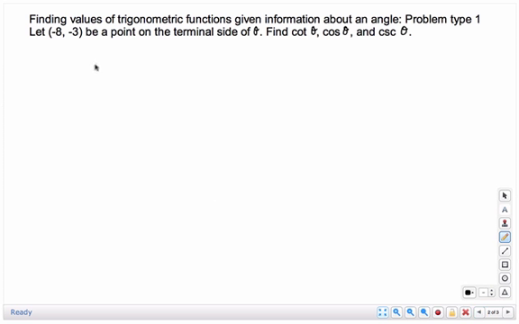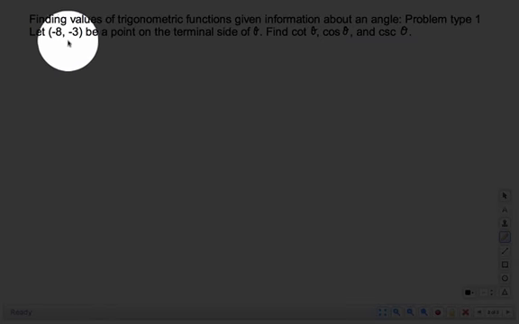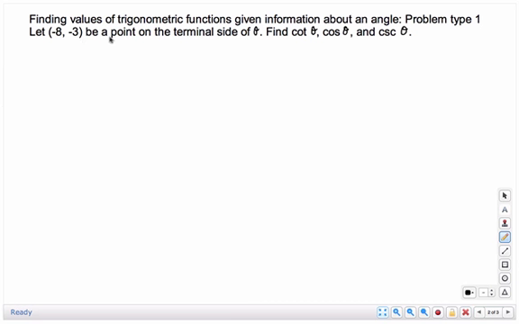So in this first example, I'm asked to find cotangent of theta, cosine of theta, and cosecant of theta, given the point -8, -3, and that point is a point on the terminal side of theta. So I always start these by just drawing a quick triangle. Just draw a sketch. It doesn't need to be real technical. So that looks like it could be -8, -3. And I'm going to draw a triangle here.